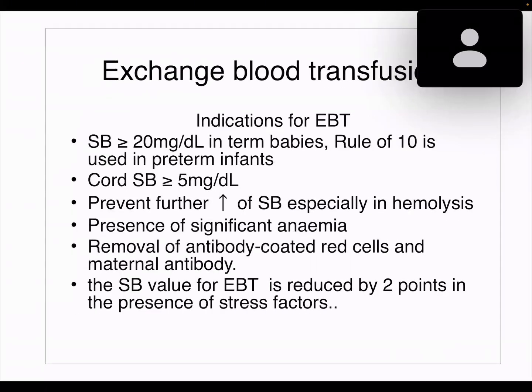For babies that eventually reach a level where the serum bilirubin exceeds 20 milligram per dL, and the cord bilirubin exceeds 5 milligram per dL, at this stage the phototherapy itself might not be effective. What the baby needs is an exchange blood transfusion, whereby blood is taken from the umbilical cord of the baby and replaced with fresh blood, usually through blood grouping and cross matching.